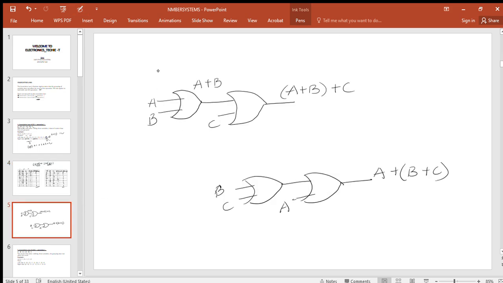So here are the logic diagrams. First we have A plus B. A plus B is nothing but the OR operation. That's why we use an OR gate here.